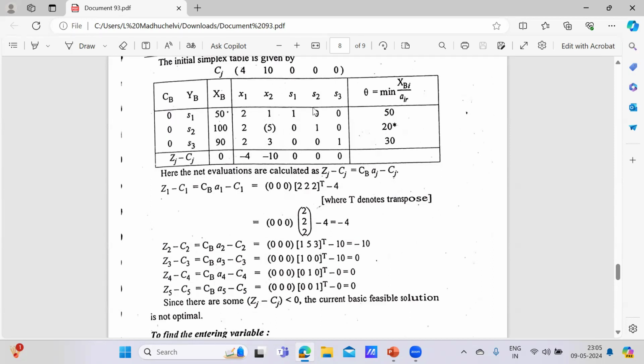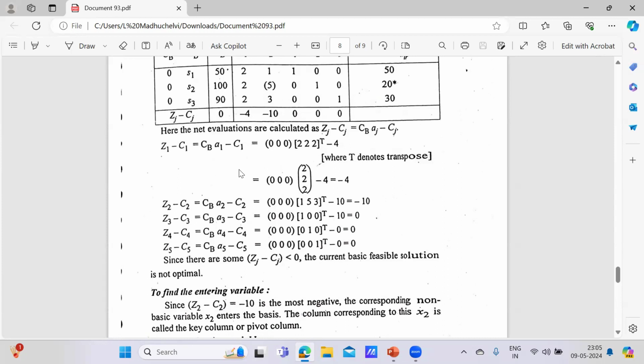So like that here also we are getting 0, 0. Now we have to examine the sign of Zj minus Cj. Two values of Zj minus Cj are negative, so we didn't obtain the optimal solution now. So we have to form the next iteration; first iteration we have to go.